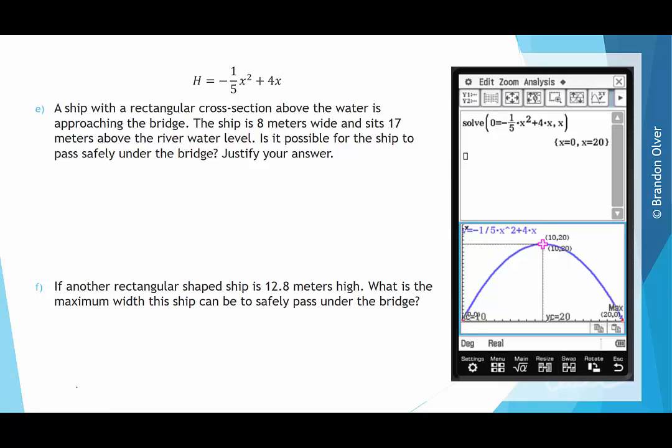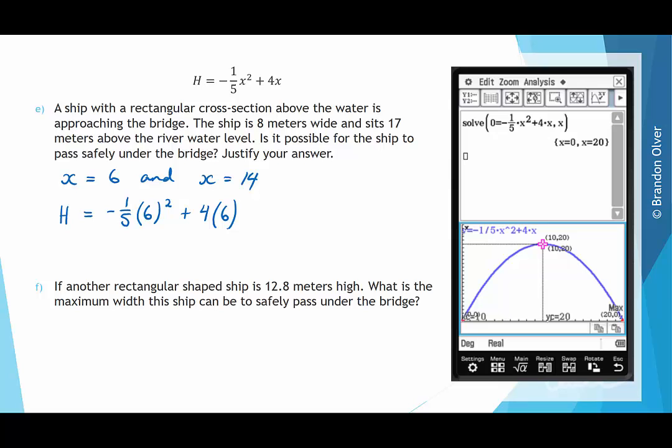So thinking back to our graph before, if our ship is 8 metres wide, the maximum clearance happens 4 metres either side of the turning point. So we need to look at the value at x equals 6 and x equals 14. So if we evaluate the rule h at x equals 6, we'll have negative 1 divided by 5 times 6 squared plus 4 times 6.